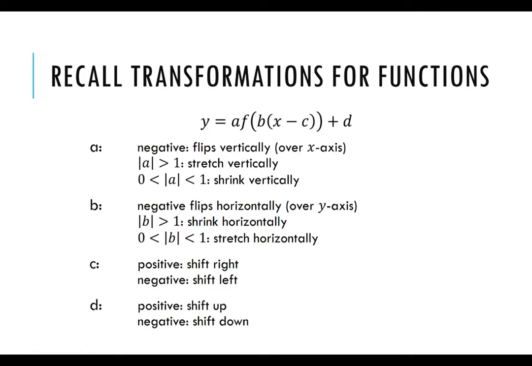B, which would really be the coefficient of x, so be careful, you do have to factor that out, is going to end up being horizontal reflections and horizontal stretches and compressions. C is left-right shift. D is up-down shift.